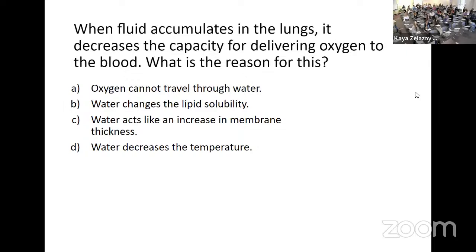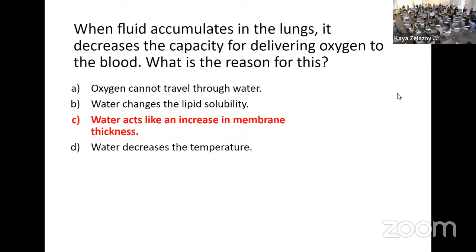We might also try to predict what happens when we have fluid accumulating in the lungs. And I'm telling you that this decreases our capacity for delivering oxygen. So I want you to predict why this might be the case. Prediction, I'm going to click through.